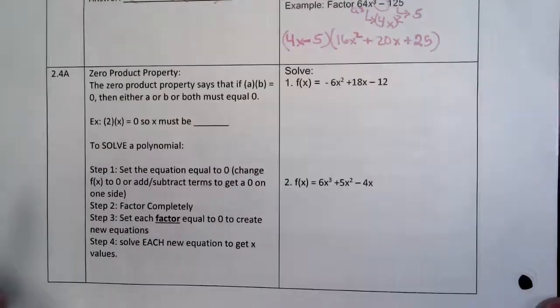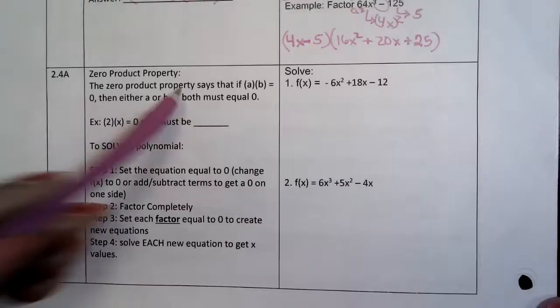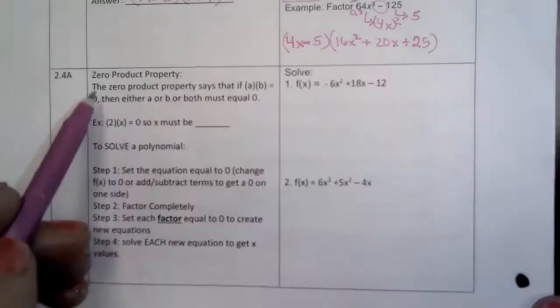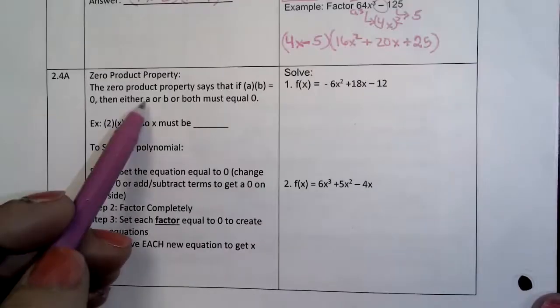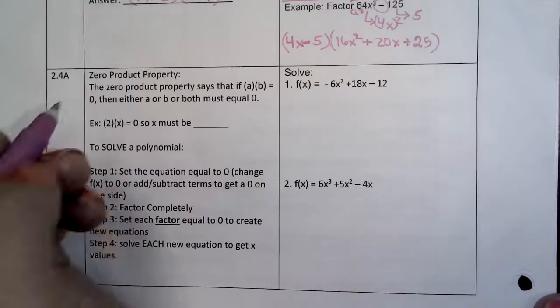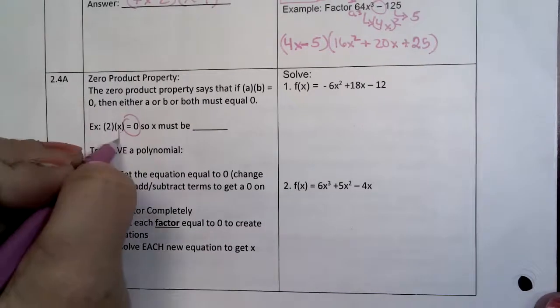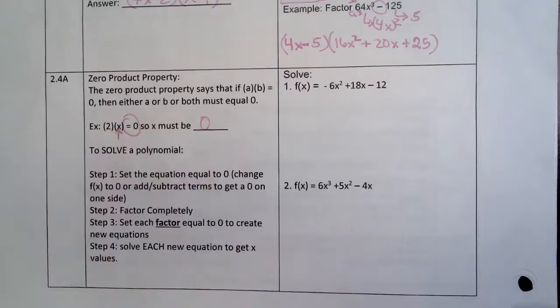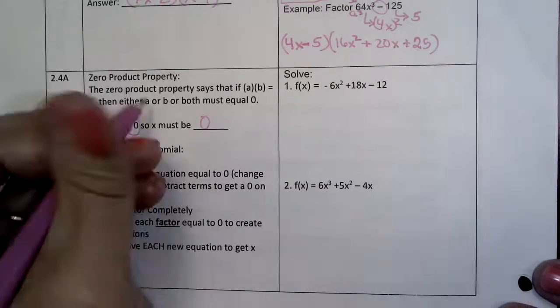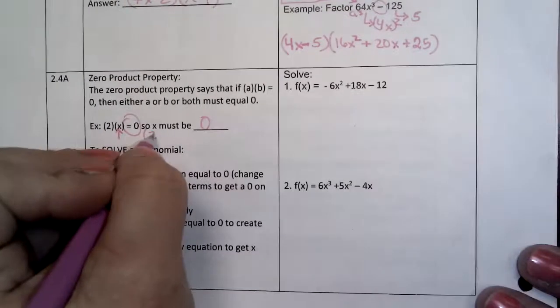The zero product property. The zero product property says that if a times b equals 0, then either a or b or both must be 0. So if I have a 2 times an x and it equals 0, then I know that x has to be 0.